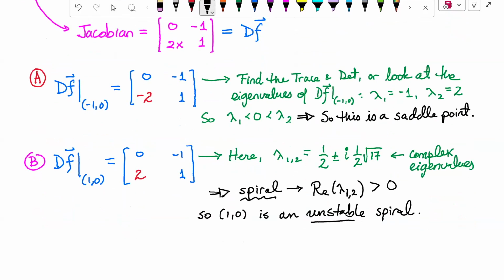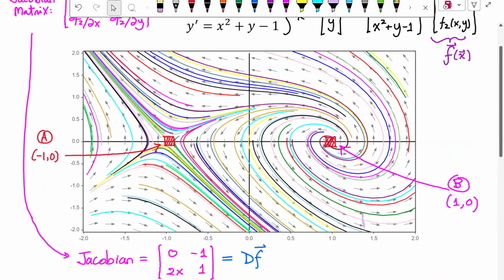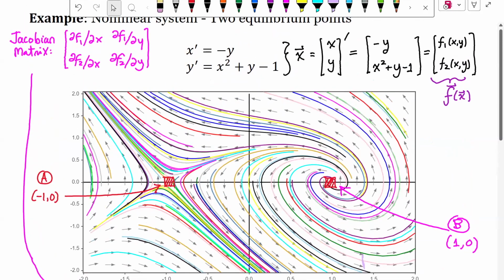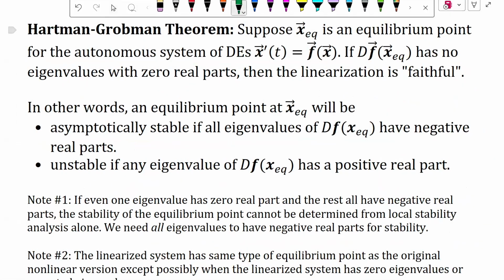I hope these computations make sense, but the next question you should be asking is: is it valid to do such a thing? And it turns out that there is a theorem that tells us exactly when we can carry out such a linear analysis and when we need to be more careful. So let's go to the next page and talk about the Hartman-Grobman theorem. This is an important theorem that tells us that the linearized analysis we are doing is going to be valid in many of the cases we're looking at.